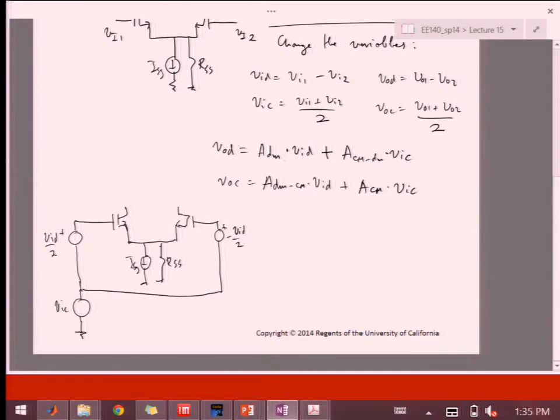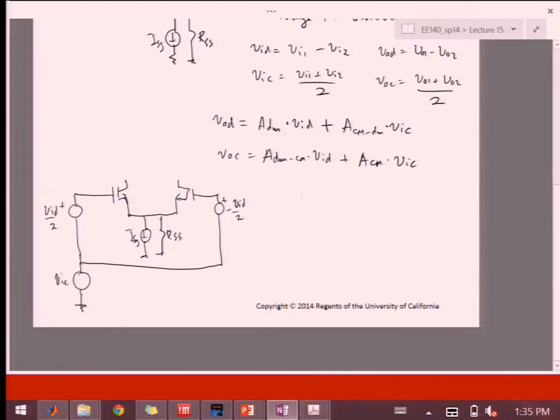Okay. So through various techniques, we're going to be able to figure out what ADM is and what ACM is. And then if you look at diff pairs with imperfections, not really completely symmetric diff pairs, you'll be able to get the other components as well. And we'll do that in the next few lectures. Okay.